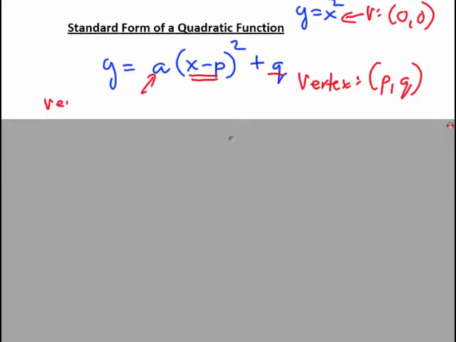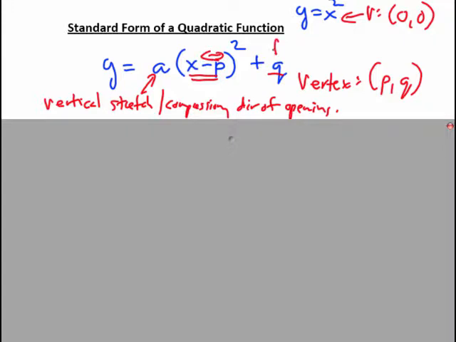a is the vertical stretch, compression, direction of opening, and p and q are the horizontal and vertical translations.